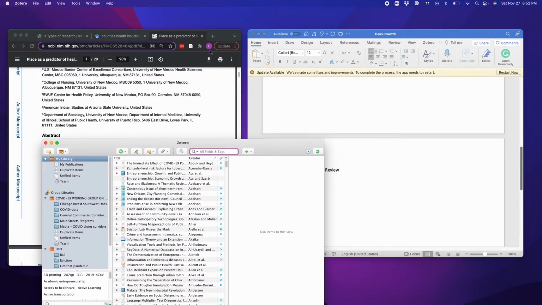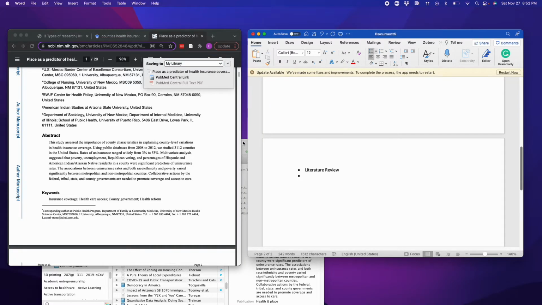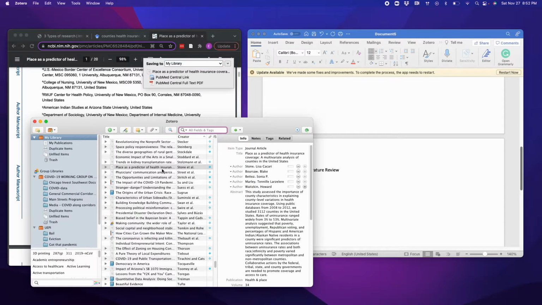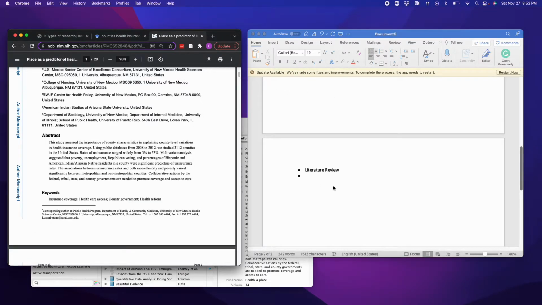Here, I will pull this in. Now it's open, so I'm saving this. I now have a listing for this article, and so I can go in here and write a quick summary of this article and what's most important.